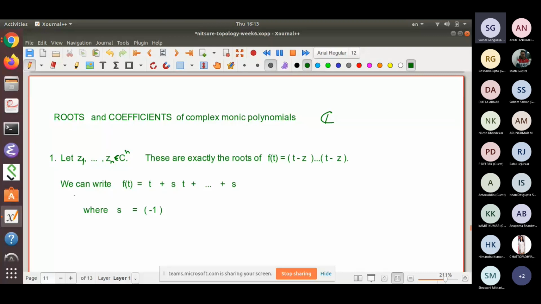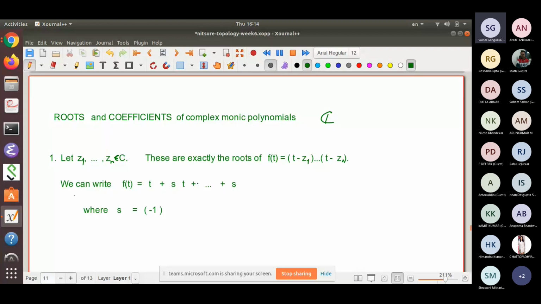So if I have some complex numbers, well, why did I say Cn? There are points of C. All right, so let's take n complex numbers. Now there is a monic polynomial which has exactly these roots, namely take (t minus z1) into (t minus z2) into (t minus zn). Then f(t) is 0 exactly when one of these factors is 0, which means t is equal to z1 or t equal to z2, and so on. So the zi's are the roots of this polynomial, which is monic.